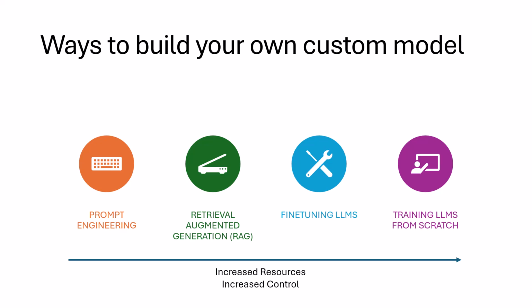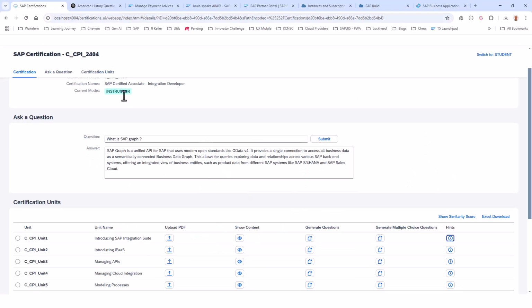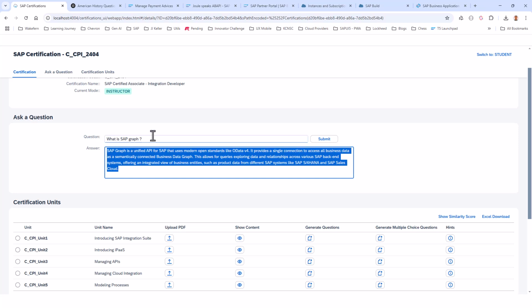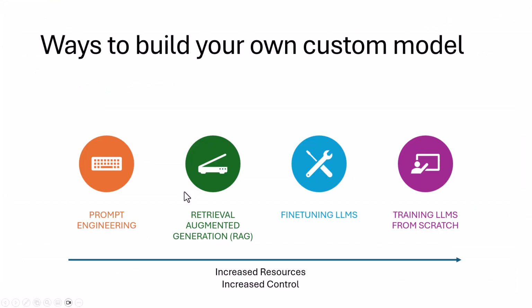Now, what we also have in our application is that you can ask a specific question like this, what is SAP Graph? And then you can submit this, and it's going to look into your learning journey and then answer this question, what is SAP Graph? Now, this part of it is going to use what is called RAG, the Retrieval Augmented Generative Mechanism. Now, how does this work? So this is like the next line in that spectrum, right? So this is a little bit more complex than prompt engineering.